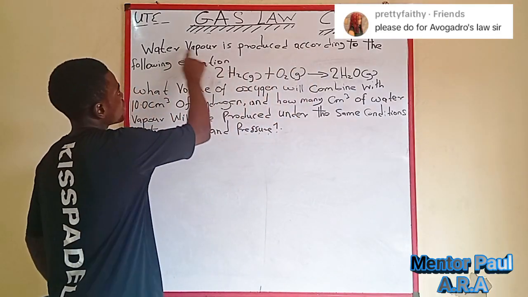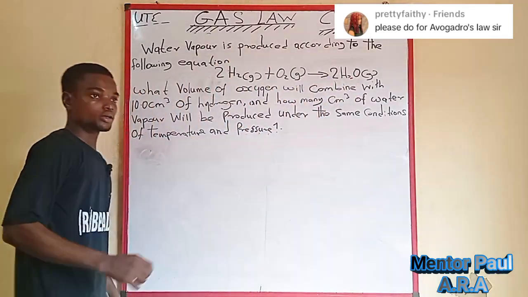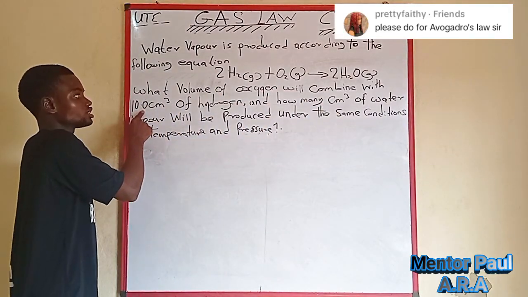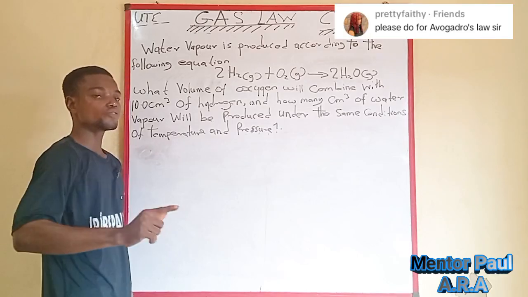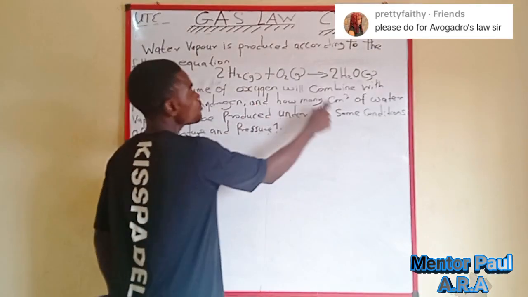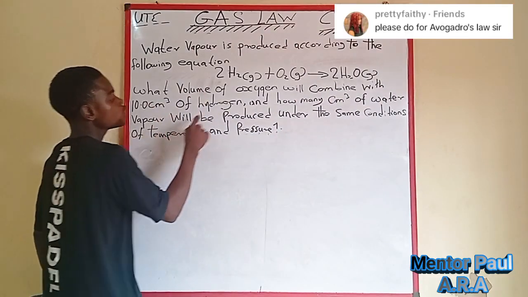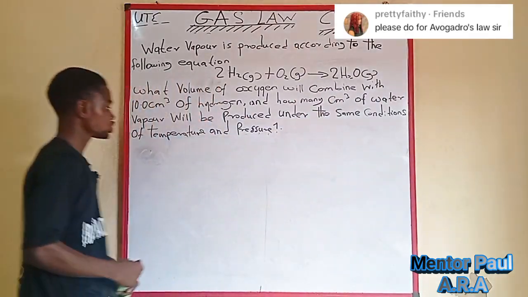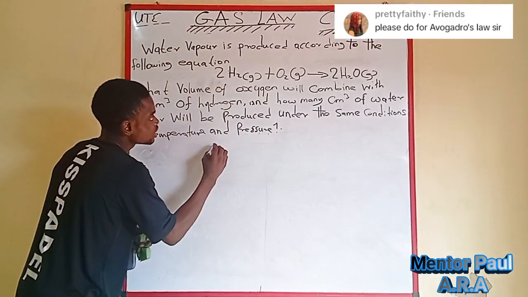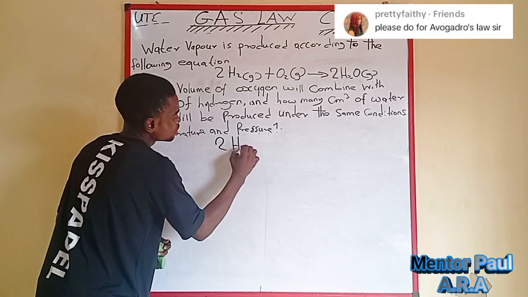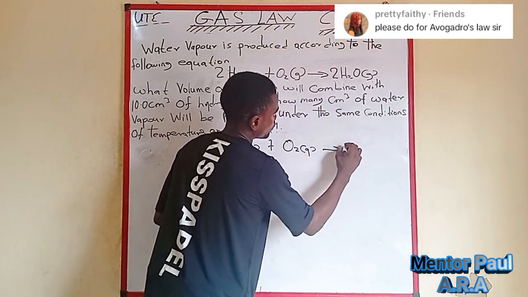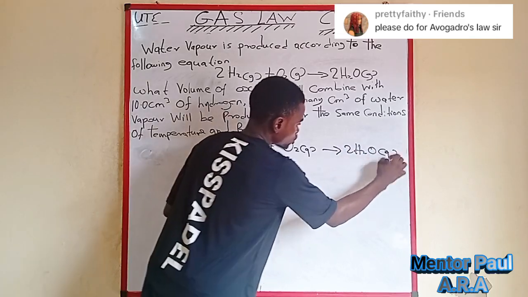Now, this is how water vapor is produced in this reaction. Now, what volume of oxygen will combine with 10.0 cm3 of hydrogen? We are looking for a volume of oxygen that will combine with 10 cm3 of hydrogen. And how many cm3 of water vapor will be produced under the same condition of temperature and pressure? As simple as, let's repeat this: H2 gas plus O2 gas gives us 2H2O, also a gas.